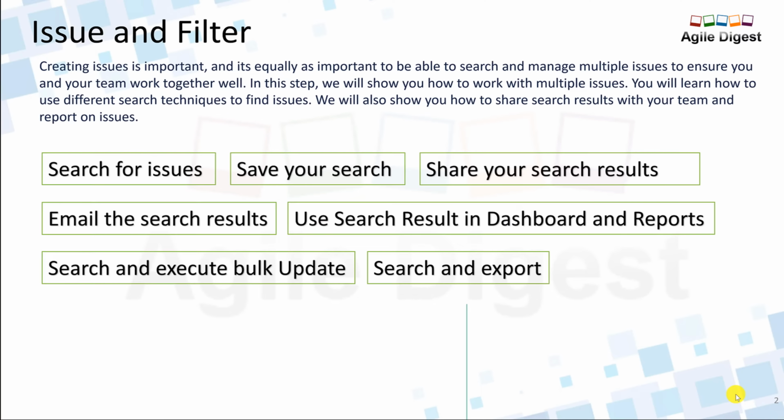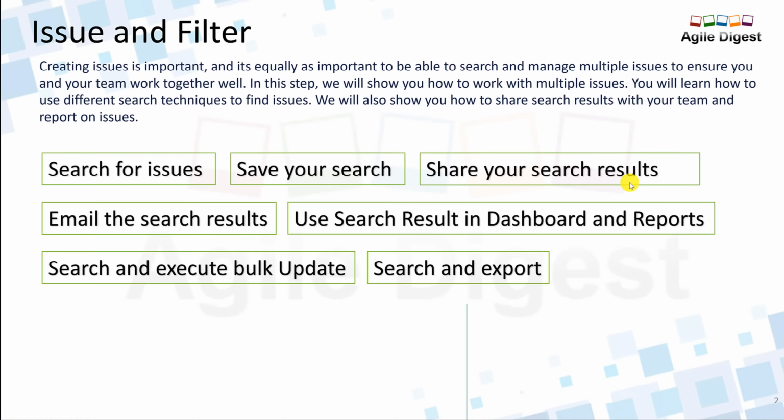Okay, so what we'll be covering for these issues and filter topics right now is: search for issues, save your searches, share your search results. Whenever you have shared your search results, other members of your Jira instance will be able to see them. We'll look into how we can share it and how we will be able to get it visualized. Then email the search result.